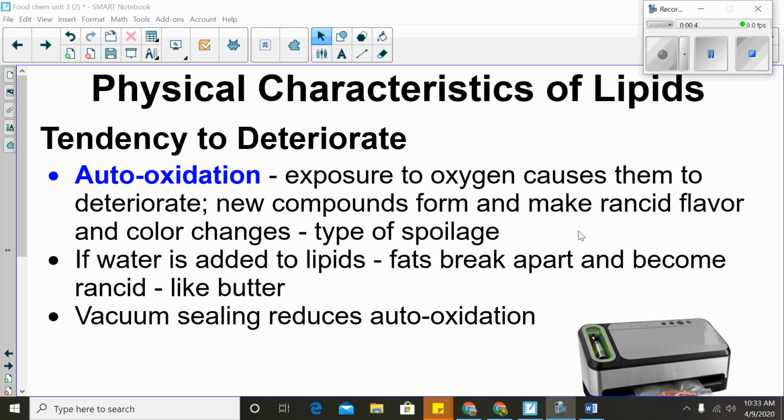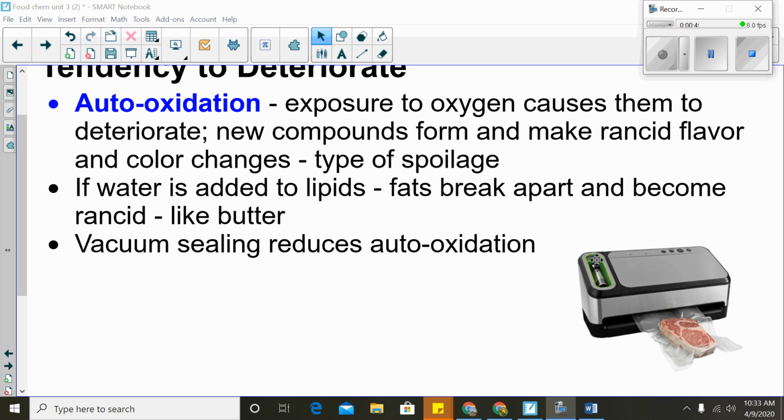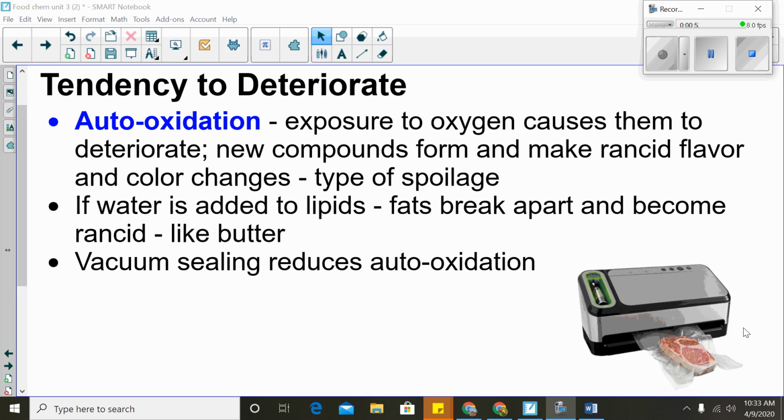Vacuum sealing is a good way to reduce this. So you can actually get vacuum sealers and do this yourself, but probably just when you buy, especially your meats here, you want to make sure that they're sealed pretty well. If they're not vacuum sealed, then you need to use that meat pretty quickly, otherwise it will start to break down.